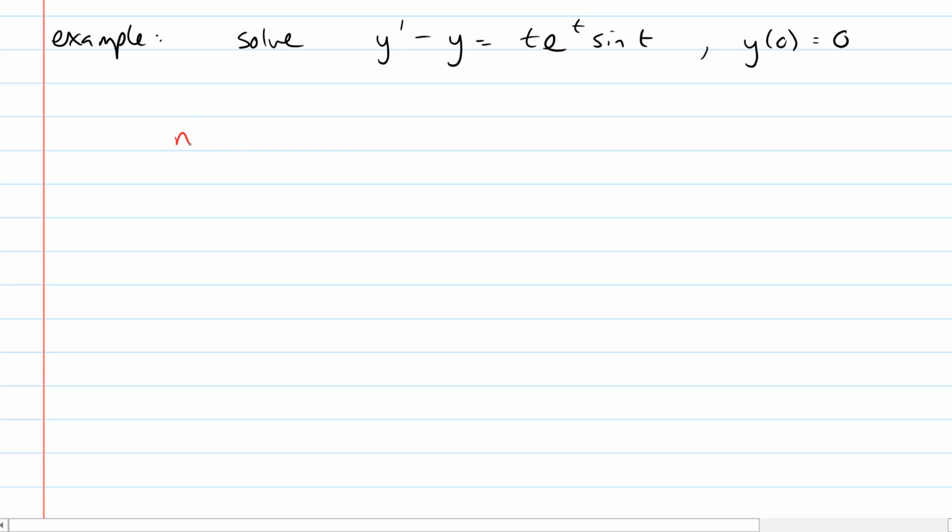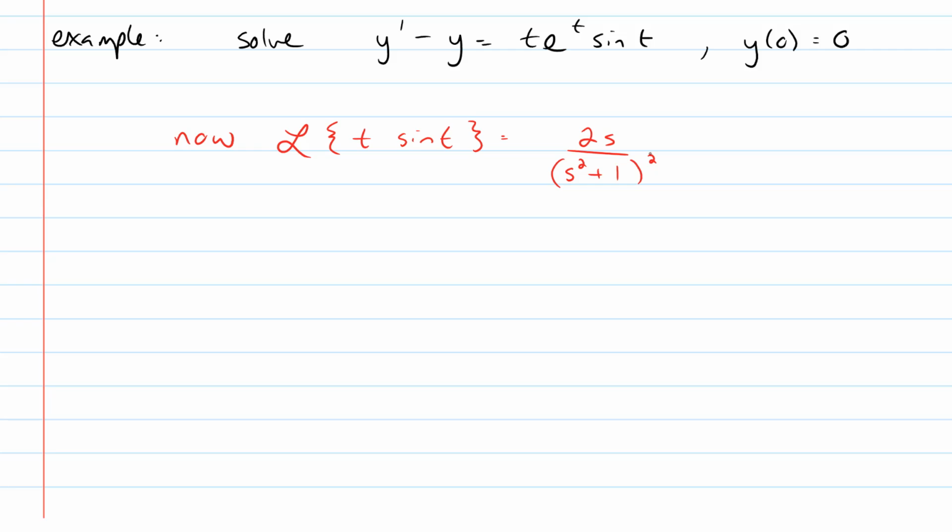So before we get started in taking the Laplace transform of both sides, let's remind ourselves that the Laplace transform of t sine t is equal to 2s over s squared plus 1 all squared. In other words, the Laplace transform of t sine omega t is 2 omega s over s squared plus omega squared all squared, but here our omega is equal to 1.